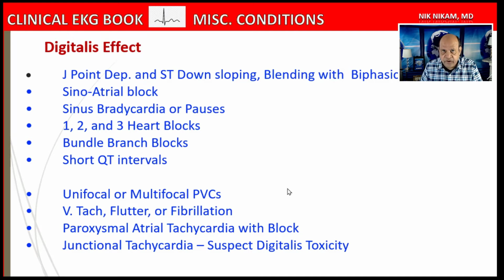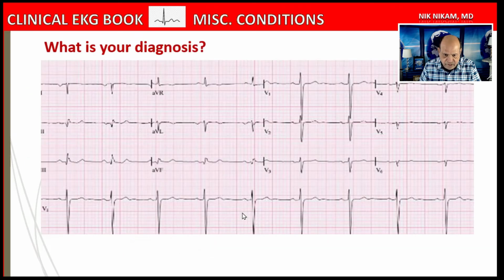It can also lead to ventricular tachycardia if it's associated especially with electrolyte imbalances. It can result in paroxysmal atrial tachycardia with block, which is supposed to be diagnostic of digitalis toxicity. In addition, high levels of digitalis may be associated with junctional tachycardia. So let's keep that in mind.